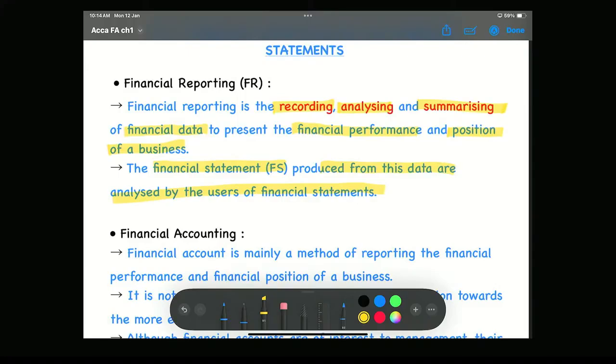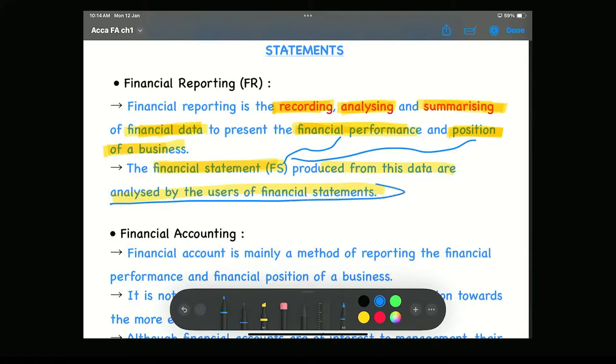So what is financial reporting? Financial reporting is recording, analyzing and summarizing financial data to present in the form of financial performance and financial position of a business. The financial statement is produced from this data. Which data? Financial performance and financial position, to be used and analyzed by the users of the financial statement. This is the very core meaning of financial reporting.